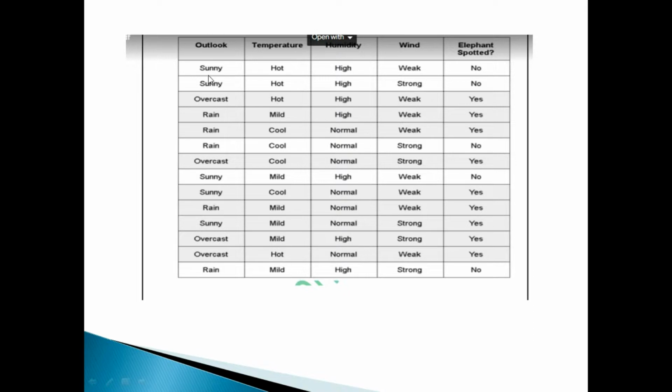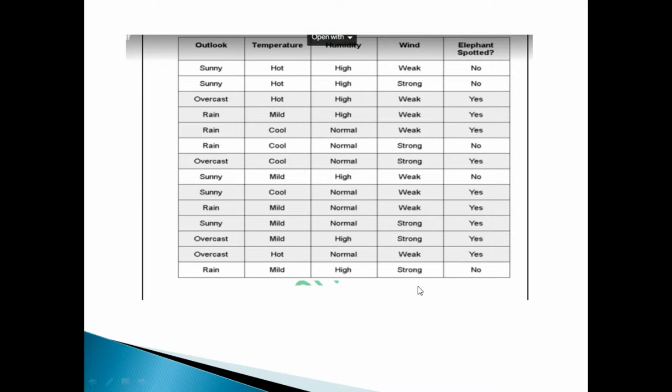Now, there is outlook, temperature, humidity, wind, and elephant spotted or not. So, there are four parameters, and my end result is, will I spot an elephant or not? Outlook has three values: sunny, overcast, and rain. Temperature can be either hot, mild, cool. Humidity will be either high or normal. Wind is either weak or strong.